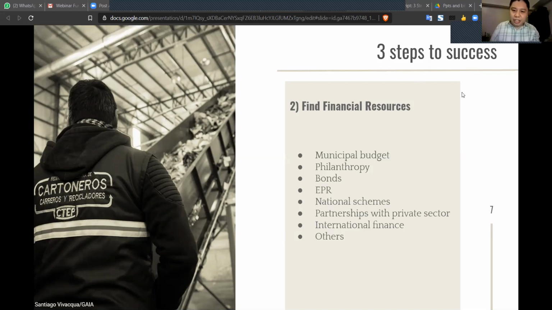Aside from development agencies, there's also the option of looking at international finance. There are schemes available from the World Bank or ADB, but like the private sector, these schemes would require large amounts of funding, which might be too much for a city. So this will entail additional support from the national government to create the opportunity to cluster cities, municipalities or even provinces to group themselves together and secure these financing options.